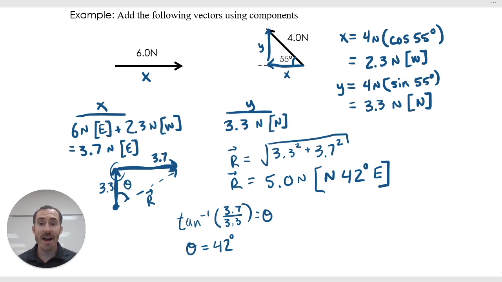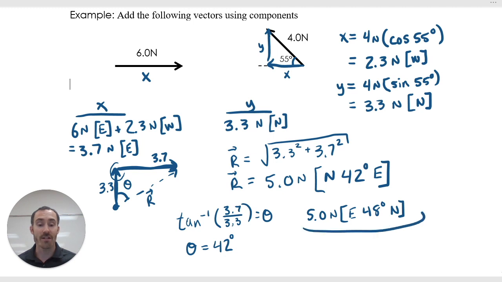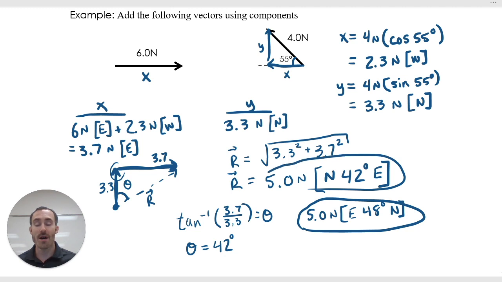A totally valid answer, if you drew your x component first and then drew your y component, would be 5 newtons. That shouldn't have changed. East, 48 degrees, north. That should work totally fine as well. Okay, both of those actually put the vector in exactly the same place. And so this is our final answer, either this 48 degrees one or the 42 degrees one, but the compass directions have to be in the correct order.